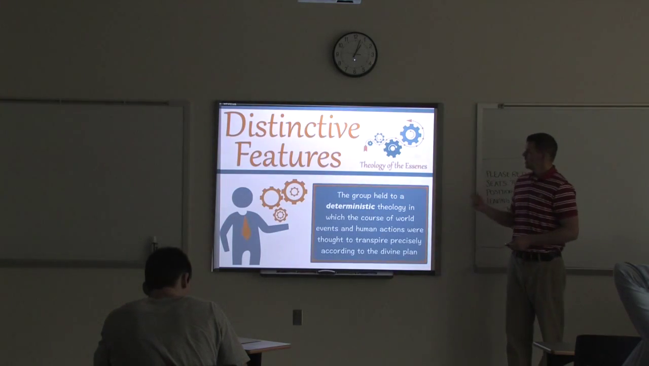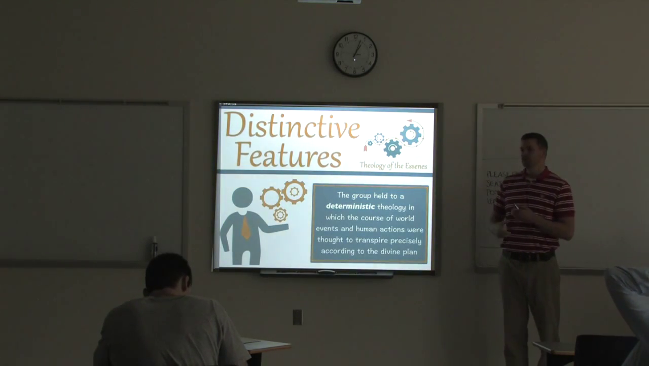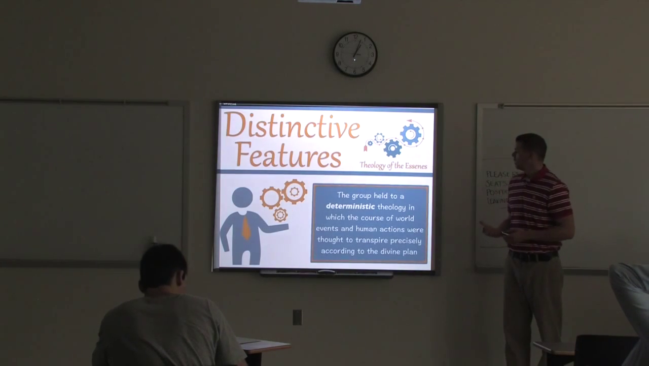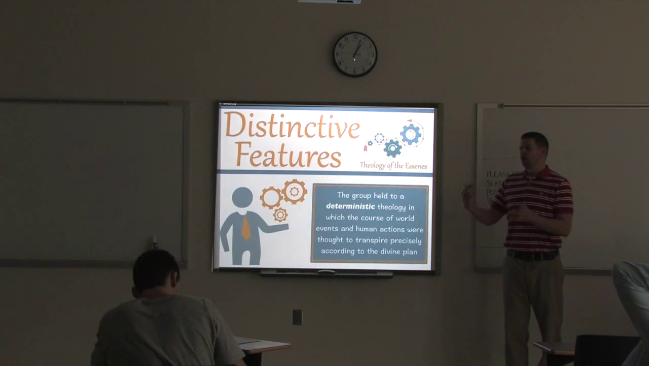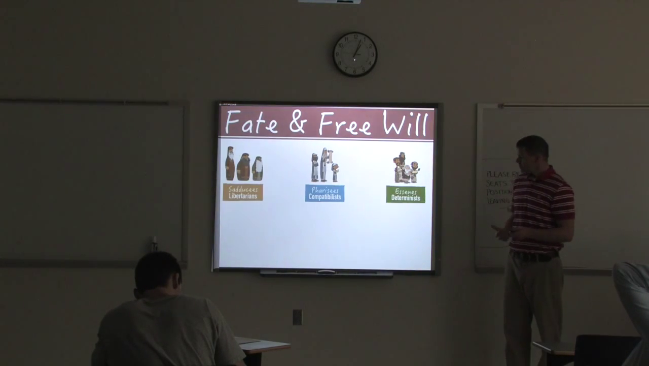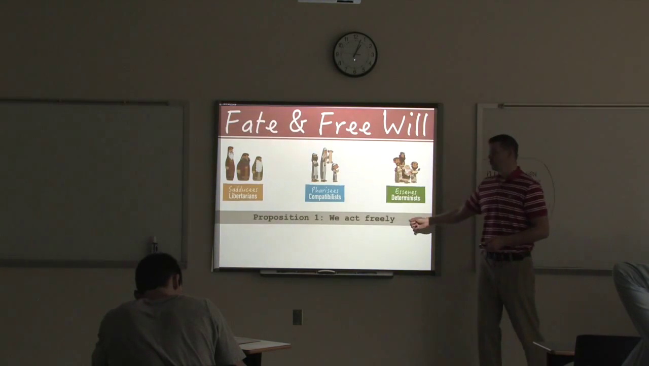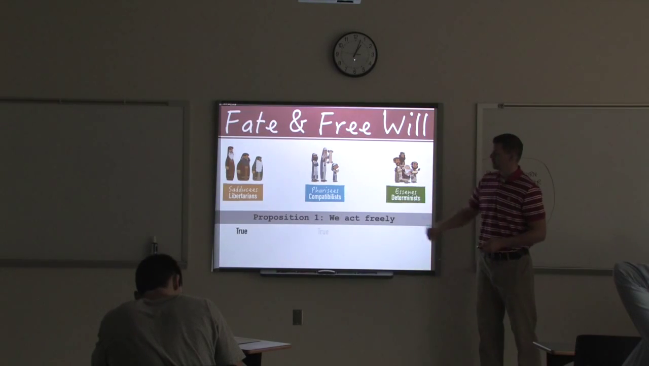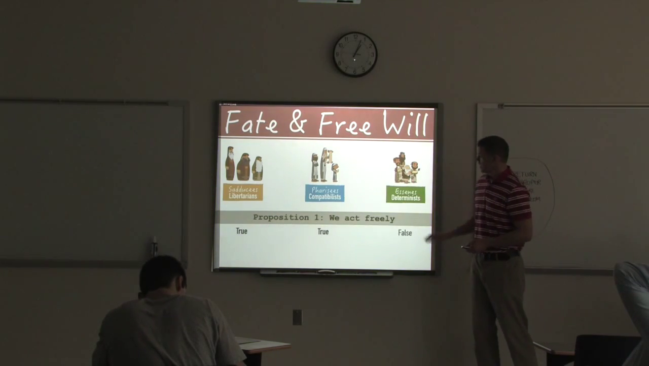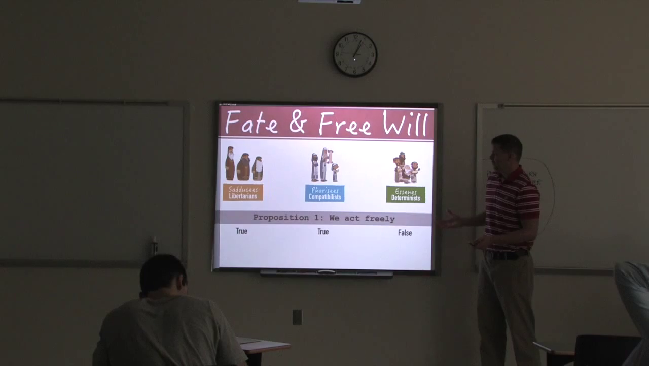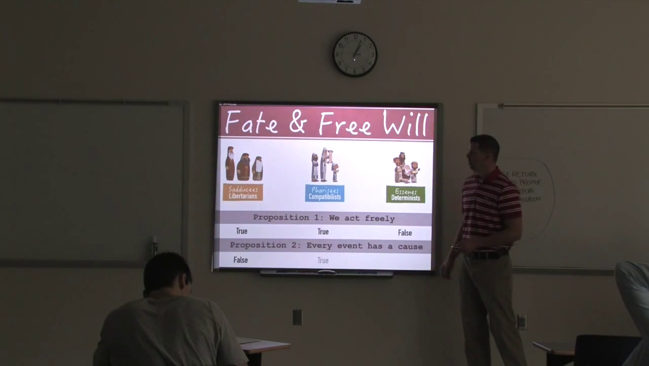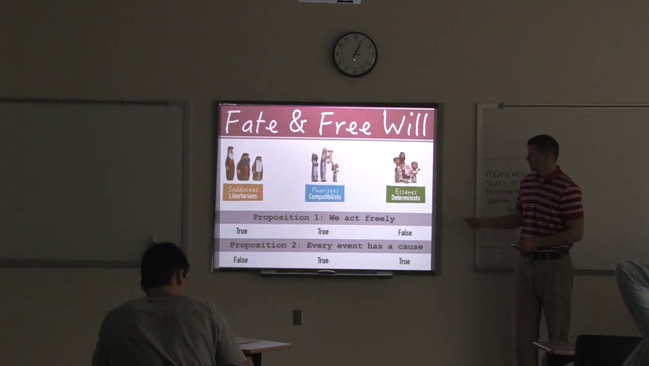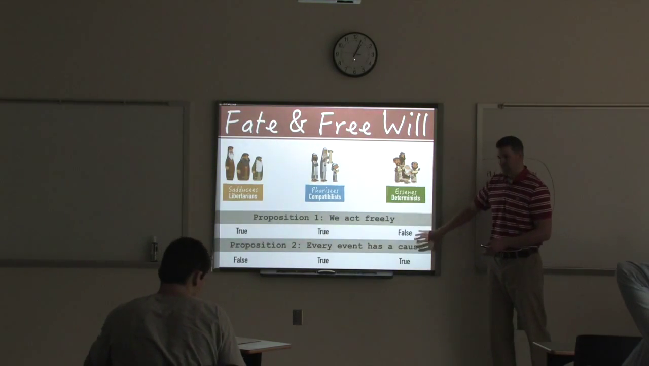That's the first thing. The second distinct feature is that they held to a deterministic view of the world, which means every human event, all of world history, was already fixed. So, if you were to ask different groups, do we act freely? The Sadducees might say yes, we do. Pharisees would say yes, but the Essenes would say no, you don't act freely. Or if you ask them, does every event have a cause? The Sadducees would say no. The Pharisees would say yes, and the Essenes would say yes. So you don't act freely, and everything is caused.